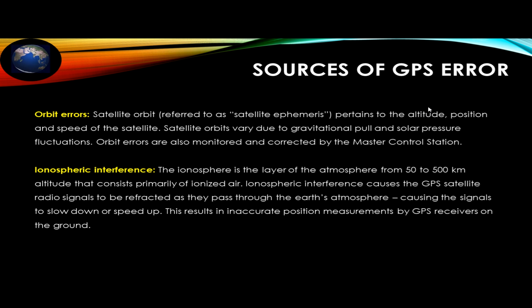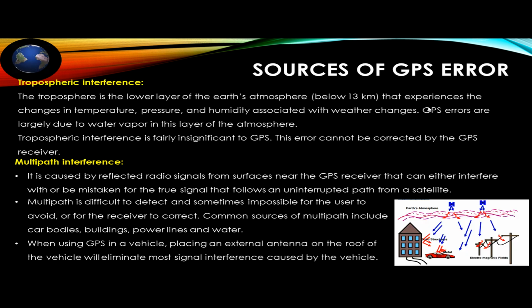speed up. Sometimes the signal comes so quickly that we are not able to capture it, or it slows down. So we are waiting and we are not getting the exact location. The result is inaccurate positioning. This will cause inaccurate position measurement by the GPS receiver on the ground.